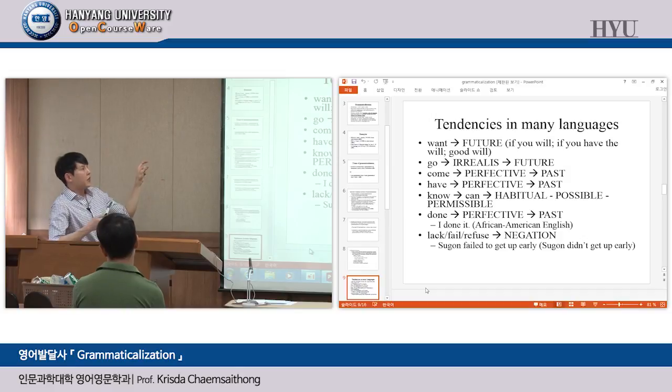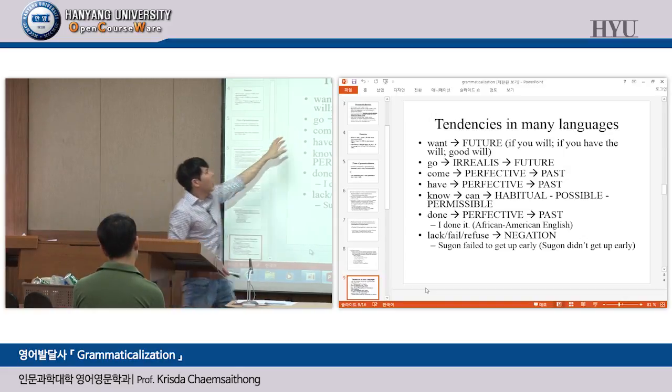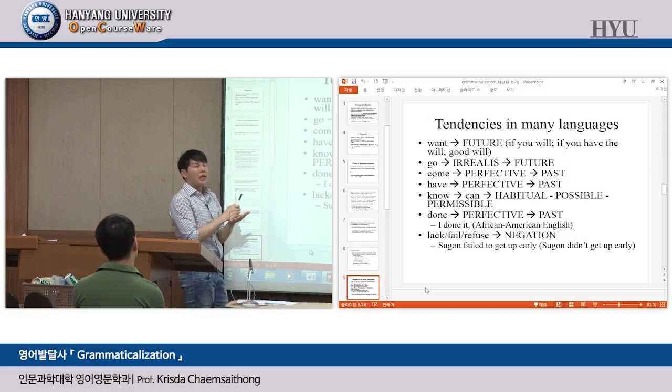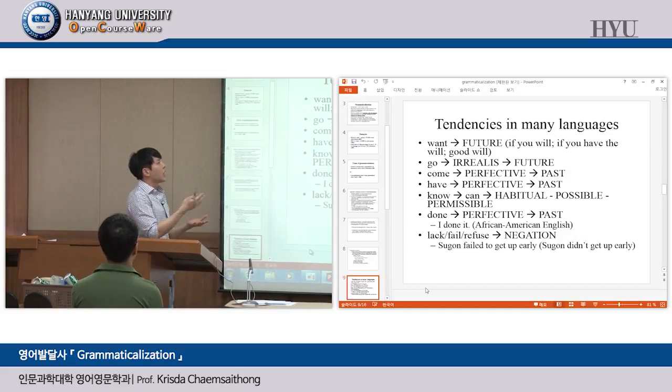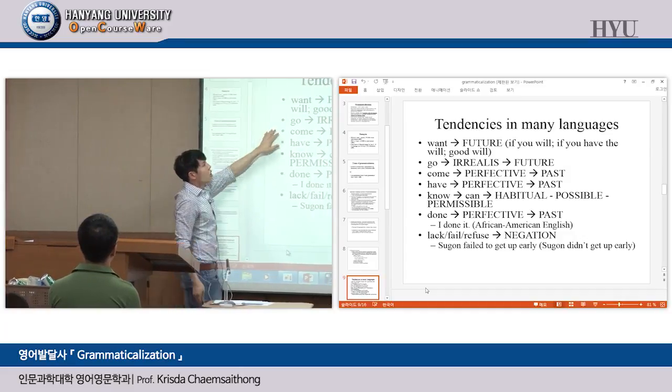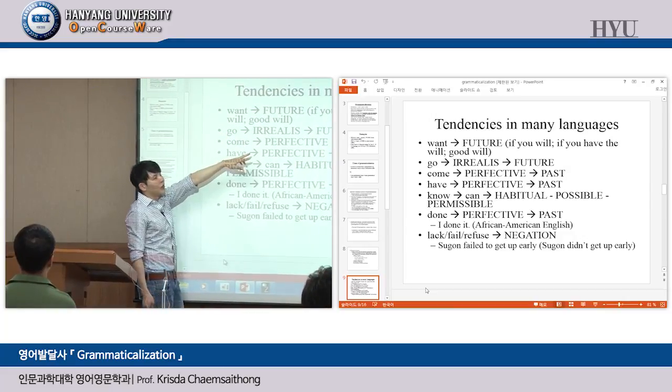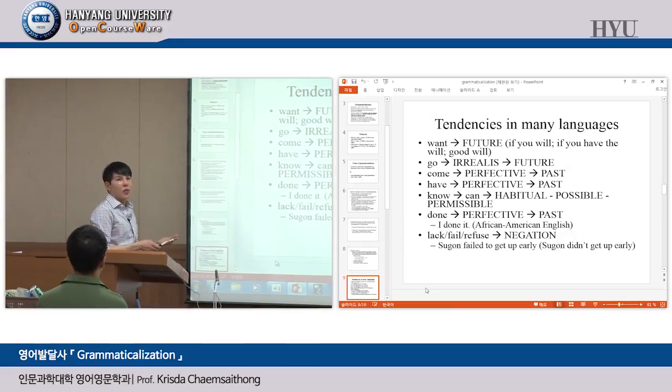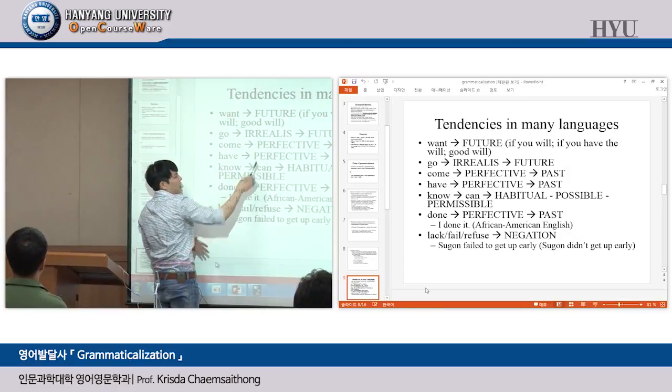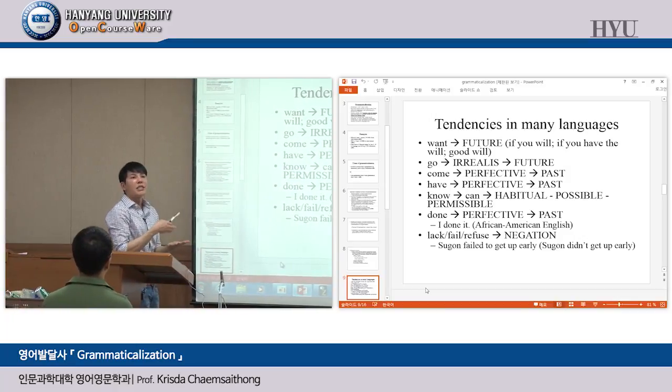Want tends to become a future marker. Words that convey any kind of want or wish or desire become a grammatical marker, a future marker. If you will, if you have the will, goodwill, and so on. These are words that used to be lexical items. Go tends to be a future marker also in many languages of the world. Irrealis here has to do with things that are not facts, things that are not factual.